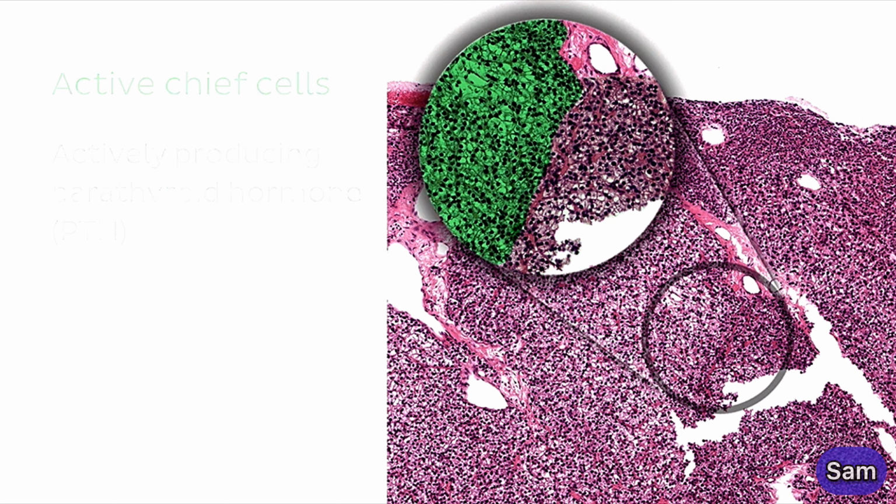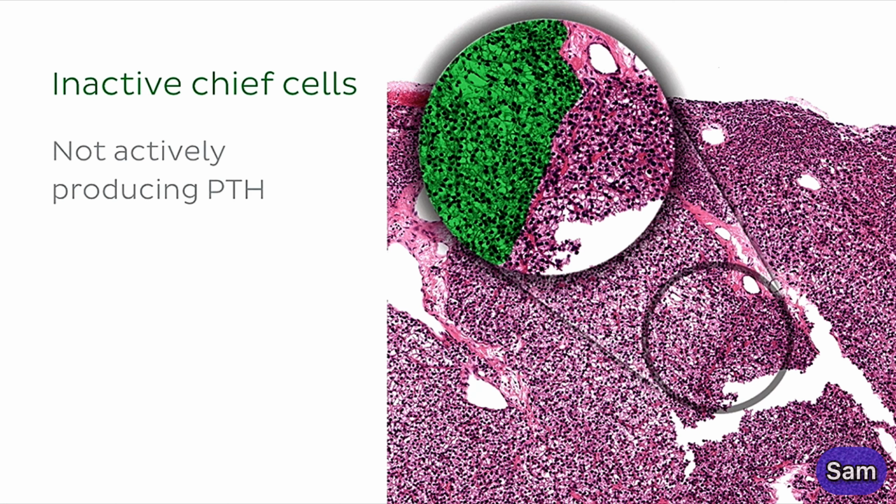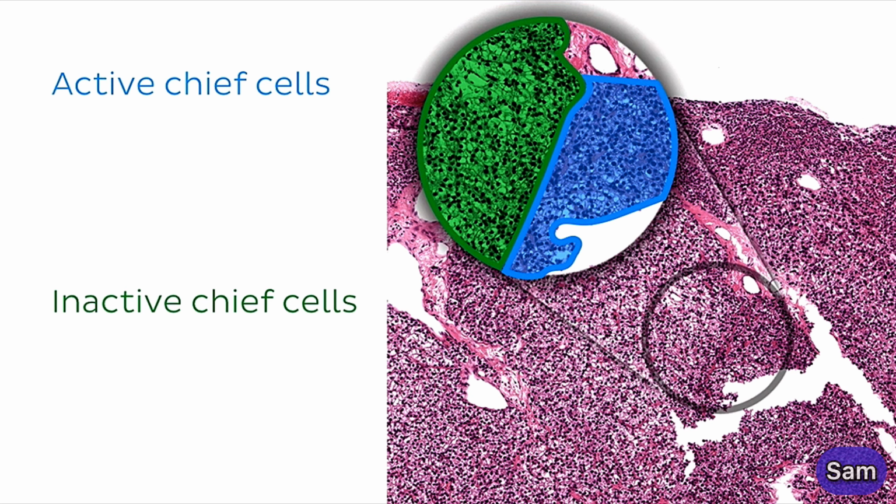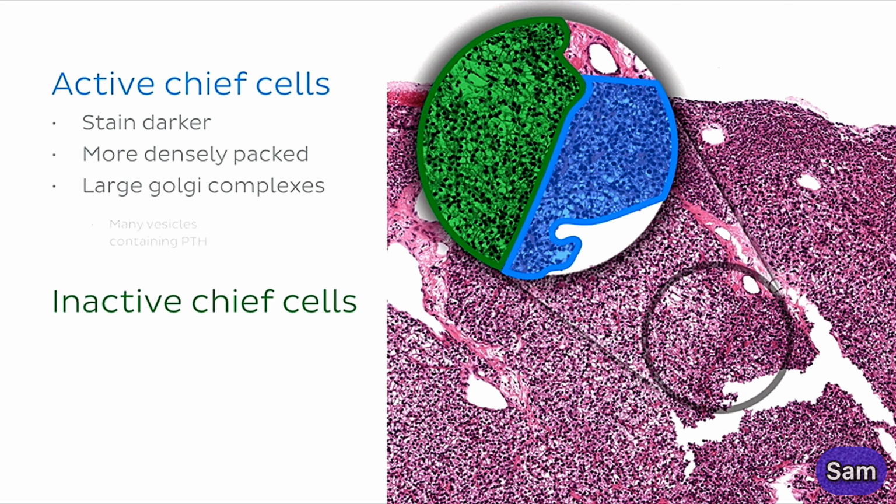Just next to this bunch of active chief cells are inactive chief cells. As I'm sure you've already guessed, these cells are not actively producing PTH. Histologically, we can see differences between these types of chief cells. The active chief cells stain darker and are more densely packed. This is because they have large Golgi complexes and many vesicles containing PTH.